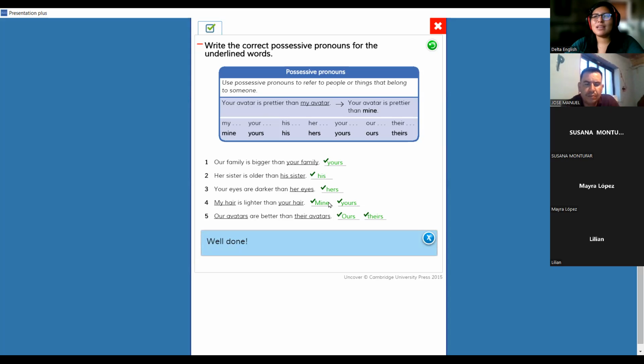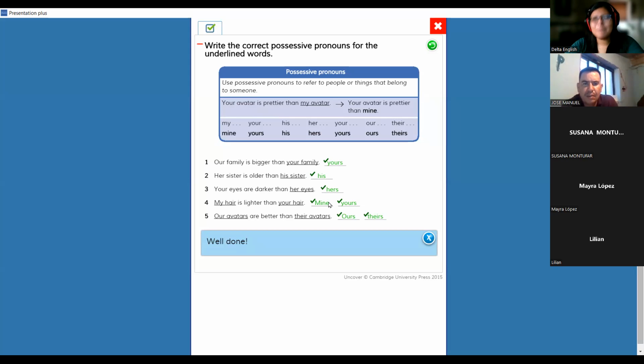Digamos que yo estoy hablando de equipos de fútbol. El mío es mejor que el tuyo. Estoy hablando de perros. El mío está más educado que el tuyo. ¿Se entiende? Y si el mine no se escribe, ¿se entiende? Si my hair is lighter than yours. También se entiende. Mi pelo es más claro que el tuyo. Listo. Puede ser cualquiera de las dos, se entienden, las dos están correctas.